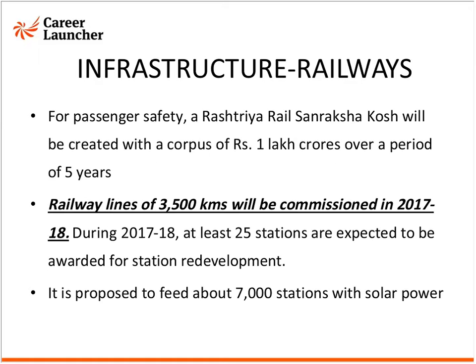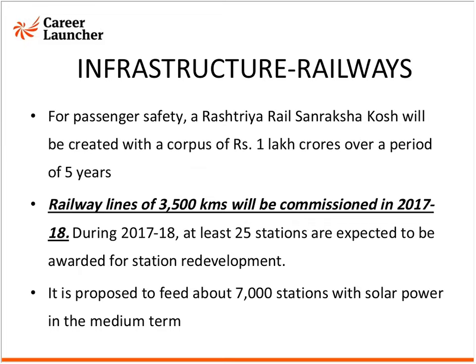Okay. Now moving to infrastructure, BE is budgeted estimates. Wherever I've used BE, it means this year's budgeted estimates. Okay. For infrastructure, what you've done for passenger safety, you have a Rashtriya Rail Sanraksha Kosh, which will be created with a corpus of 1 lakh crore, and this will be over 5 years. So basically, a total corpus of 1 lakh crore for passenger safety is going to be set aside. Then you have railway lines.